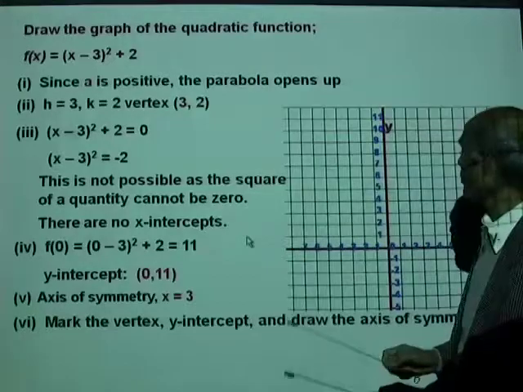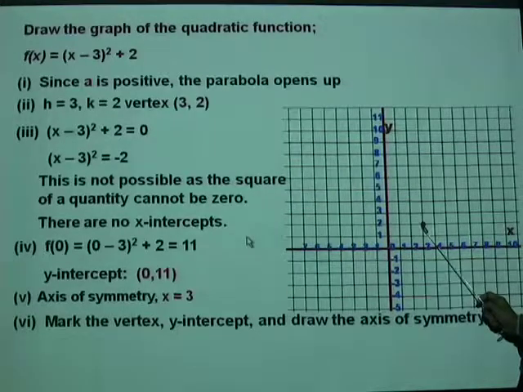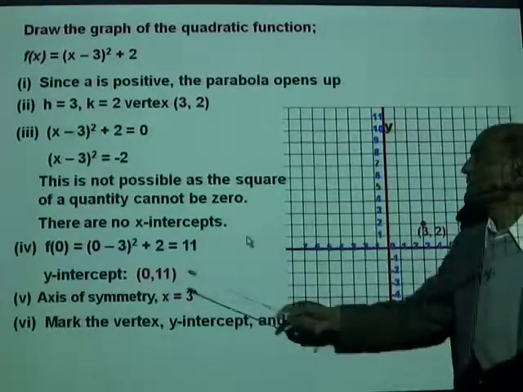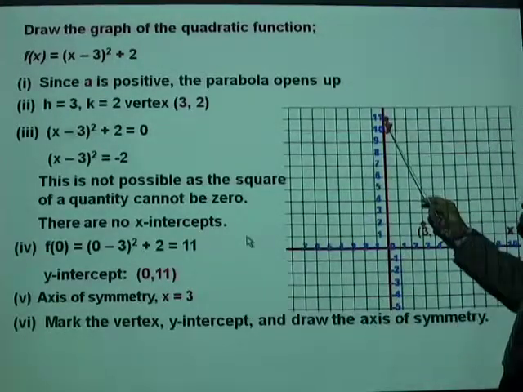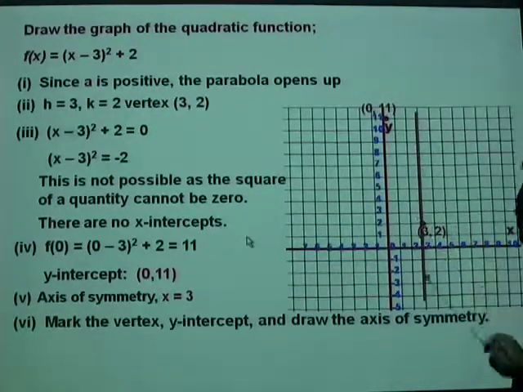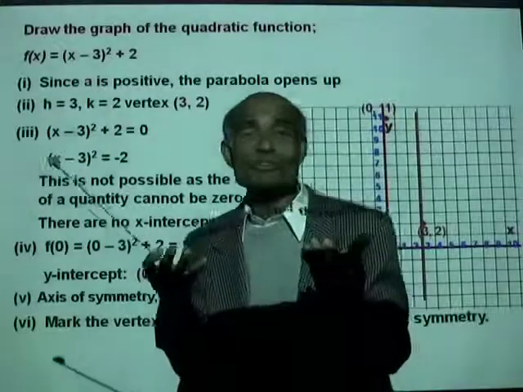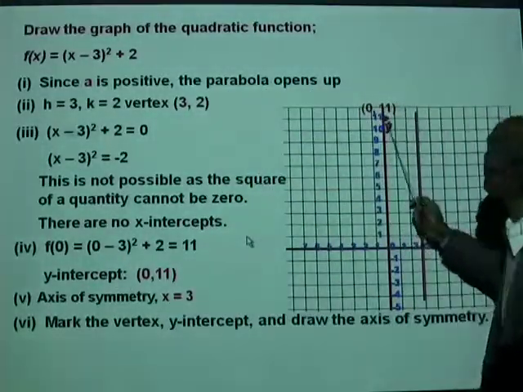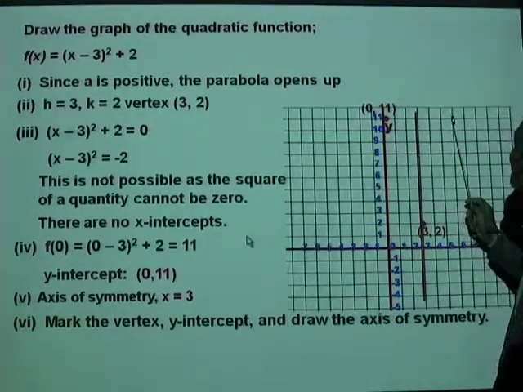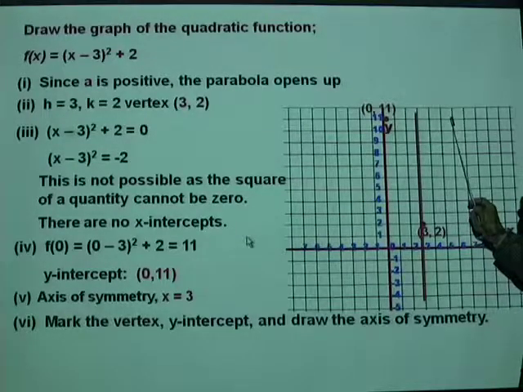Alright, let's mark these points. Our vertex is x equal to 3, y equal to 2. That's the vertex. And we have no x-intercept, but we have a y-intercept. The y-intercept is (0, 11). And this is the axis of symmetry. Now, the axis of symmetry can actually be used to our advantage. Look at this. If (0, 11) is a point on the parabola, there must be a symmetric point on the parabola here. And what will that be? That will be (6, 11).